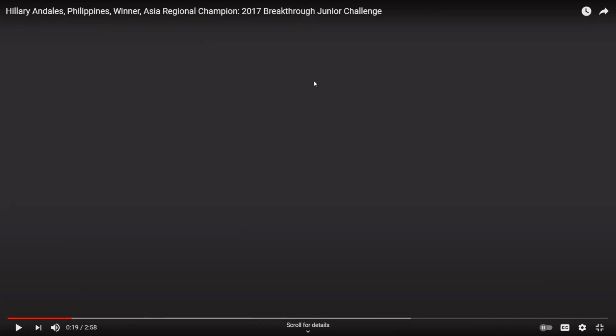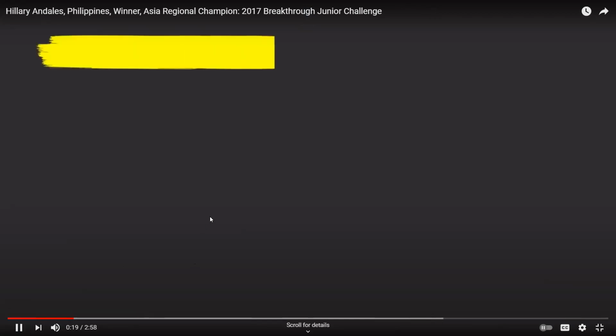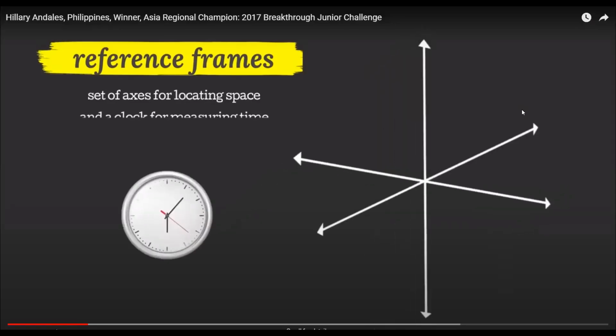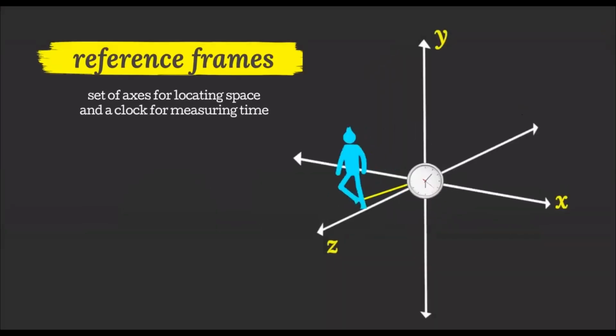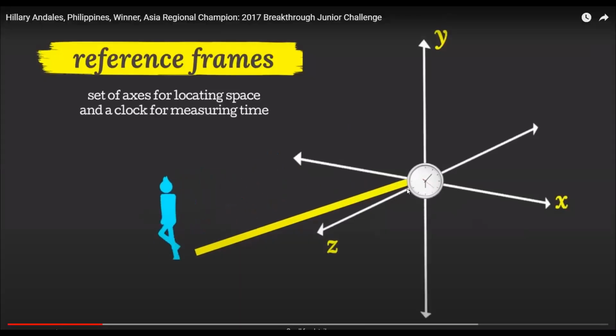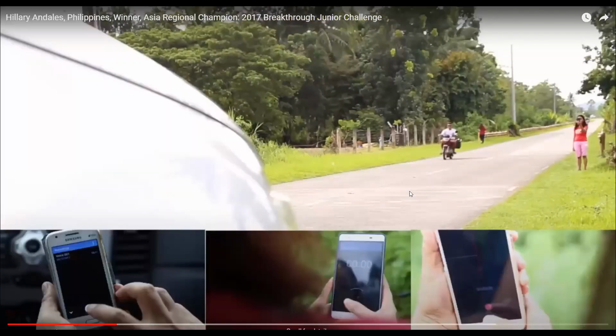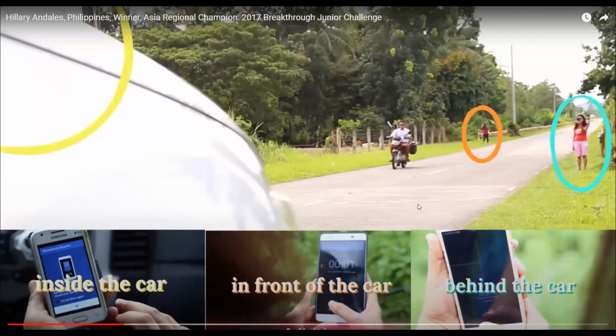I think Hillary is talking about the theory of relativity by Einstein. It's broad, but you can actually see it in yourselves. What exactly are reference frames? These are just a set of axes for locating space and a clock for measuring time, relative to which you make observations. I'll demonstrate. Once this car starts honking, all three observers will record its sound.